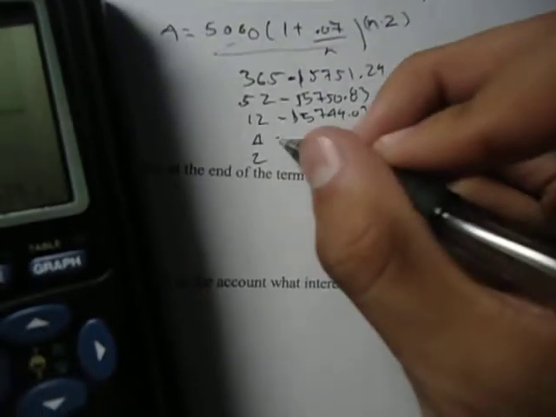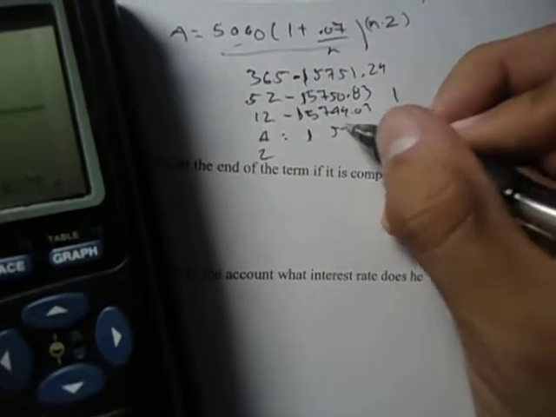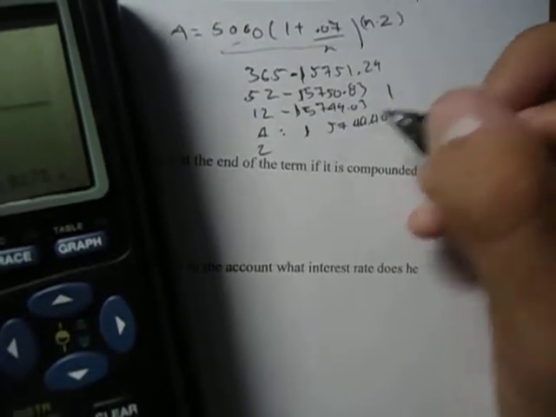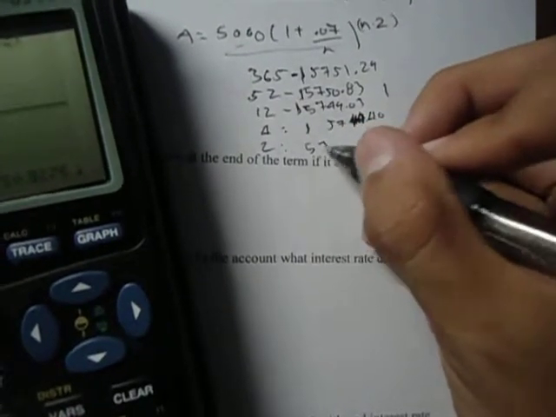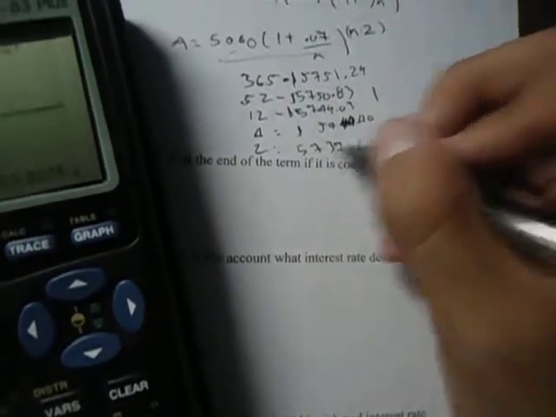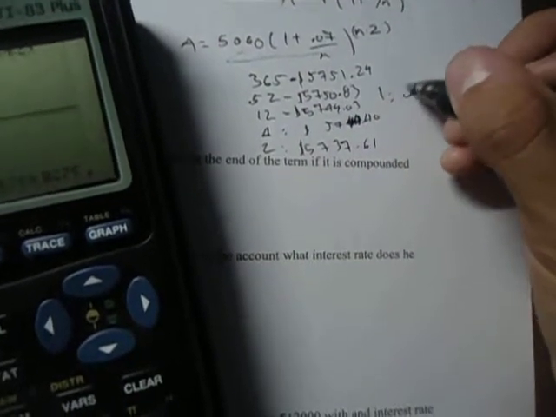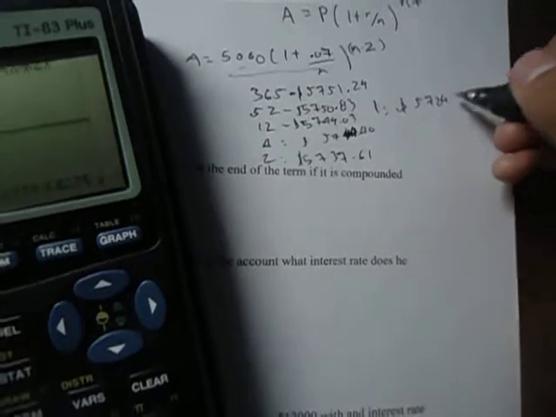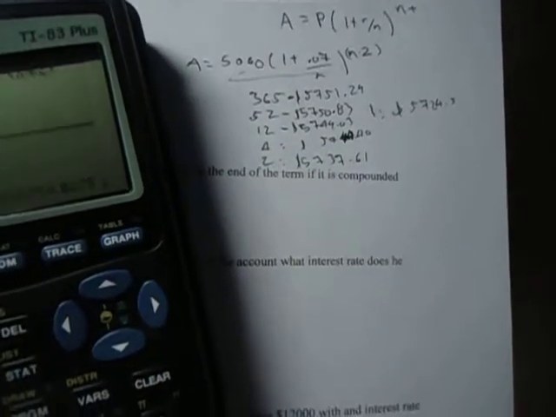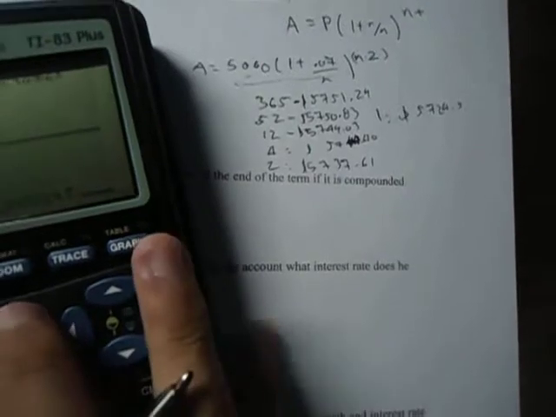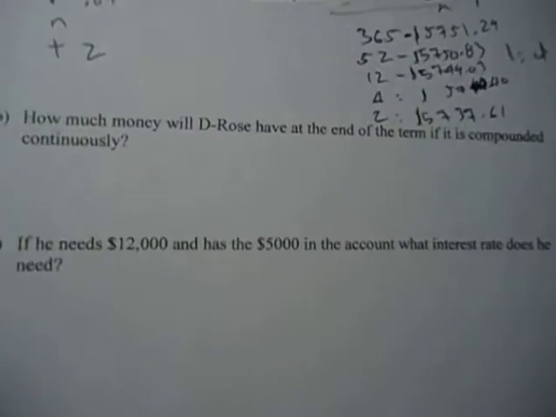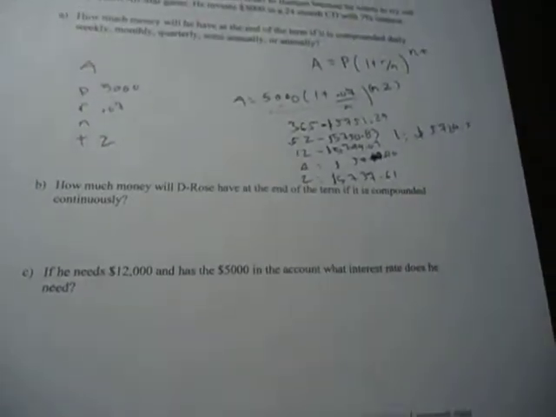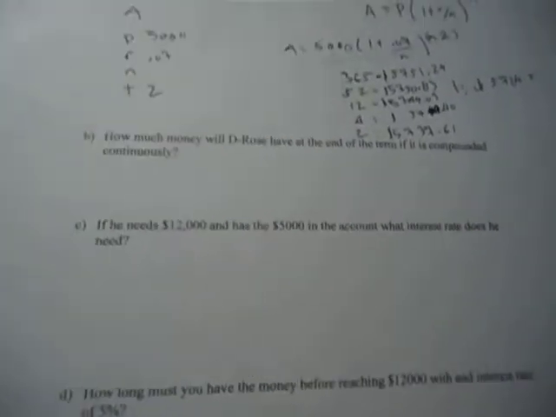For 4, it's going to be $5,744.40. For 2, it's going to be $5,737.61. And for 1, it's going to be $5,724.50. And that's part A. And now part B is: how much will D. Rose have at the end of the term if it is compounded continuously?